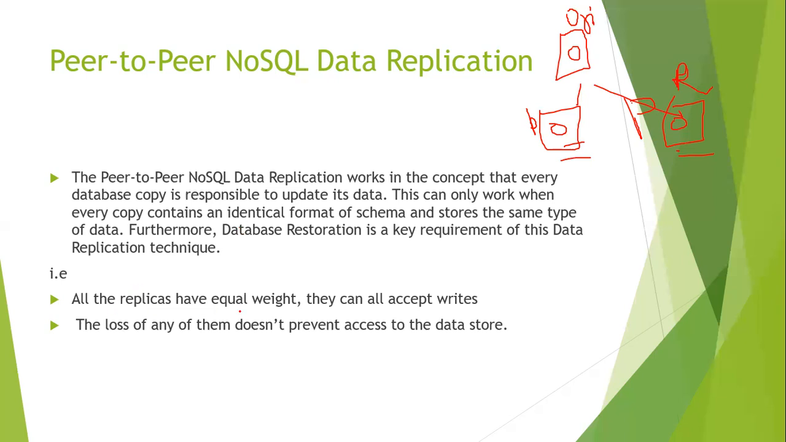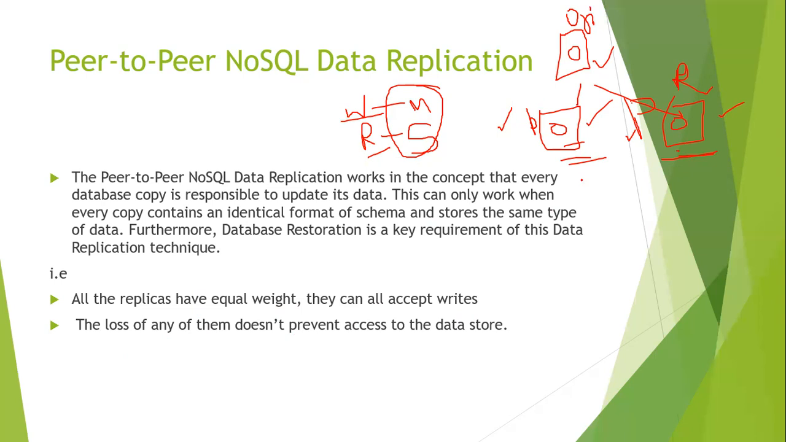That is, all replicas have equal weight. They can accept all writes. As we have discussed read and write operations in master-slave, read operations are performed on slaves and write operations on master. But in this peer-to-peer replication, all replicas, all duplicates, have equal weights. If you want to perform a write operation, you can perform it from this or from this. If you want to perform a read operation, you can perform it from here, here, or here. So all replicas have equal weight and can all accept writes. The loss of any of them does not prevent access to the data store.